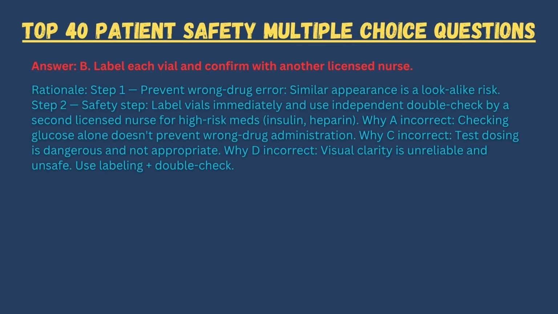Why A incorrect? Checking glucose alone doesn't prevent wrong drug administration. Why C incorrect? Test dosing is dangerous and not appropriate. Why D incorrect? Visual clarity is unreliable and unsafe. Use labeling plus double check.